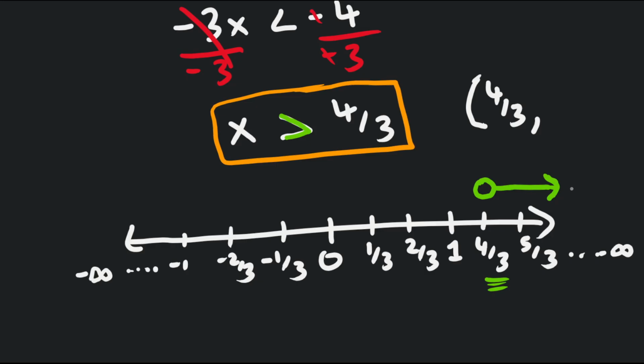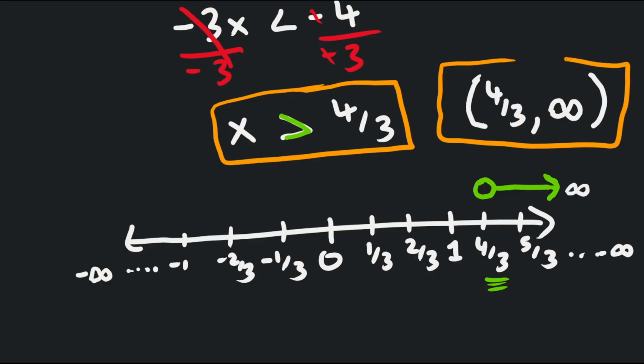And then what's all the way to the right? Well, it just goes to infinity. So we will put infinity, and with infinity you always put a parentheses, because you can never get up exactly to infinity, because infinity just means never ending. So that is how we represent our answer in interval notation, 4/3, comma, infinity, both parentheses. So that is how you solve inequalities, that's how you write them down on a number line, and that is how you use interval notation.